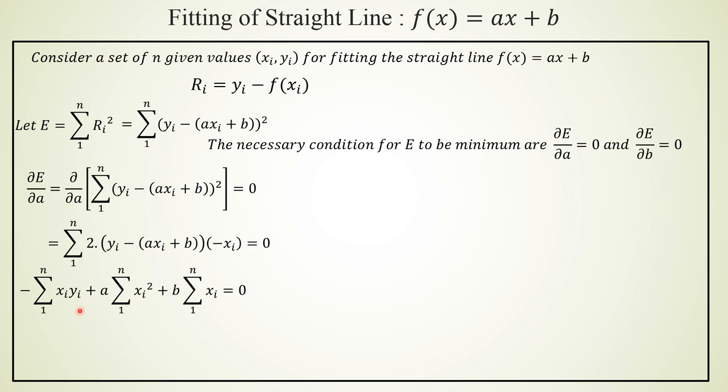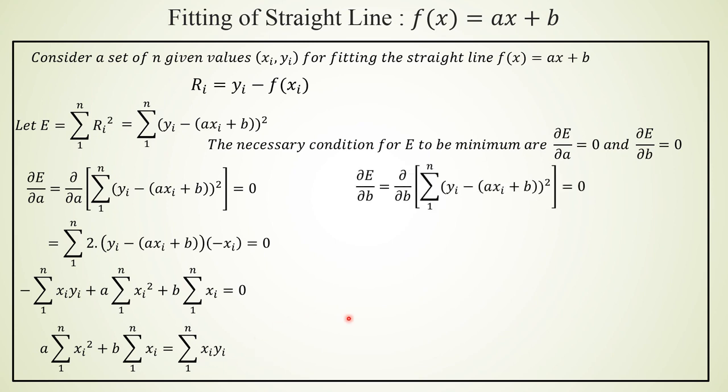Now let me take this term to the right hand side. So I have an equation of the form a into summation of xi square plus b into summation of xi, that is equal to summation of xi yi, where i is varying from 1 to n. Now let me find the other equation using the second condition, that is the partial derivative of E with respect to b is equal to 0.